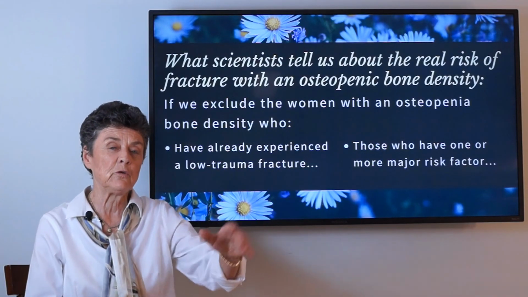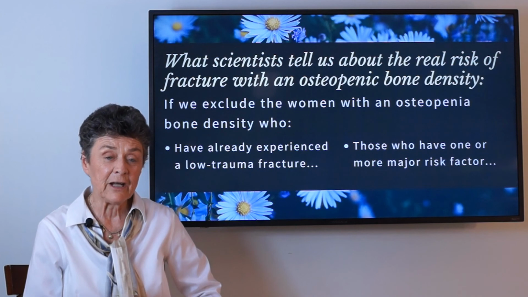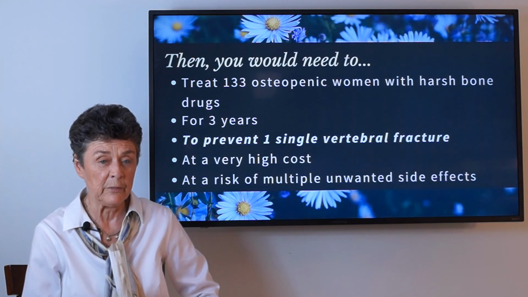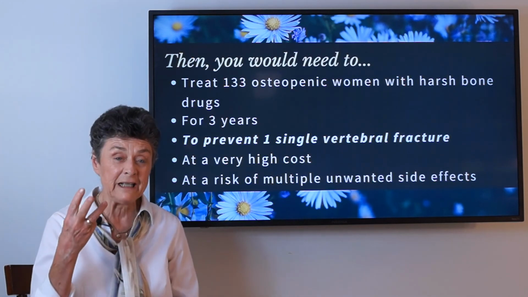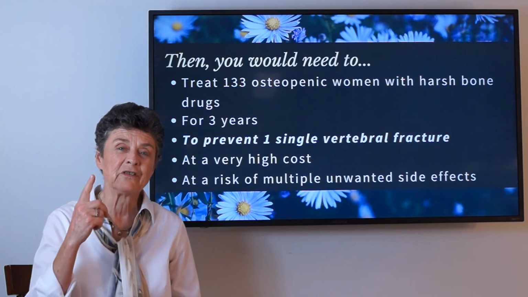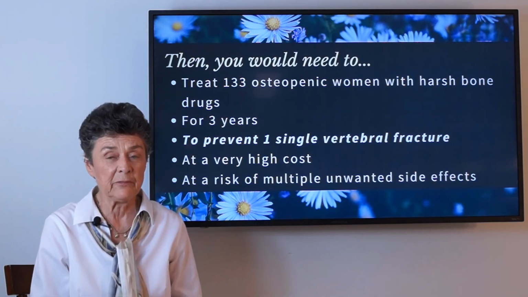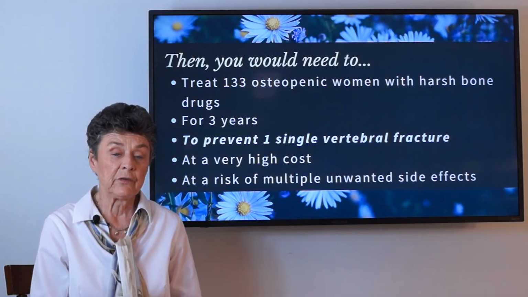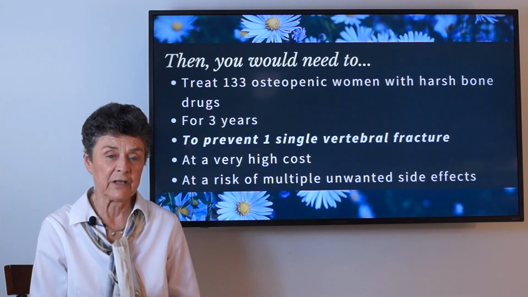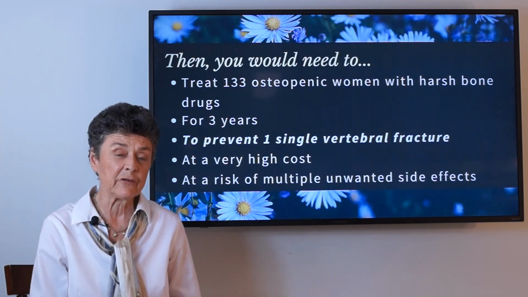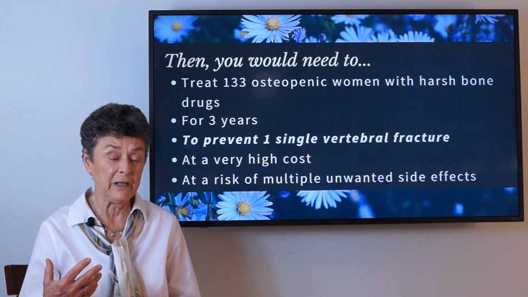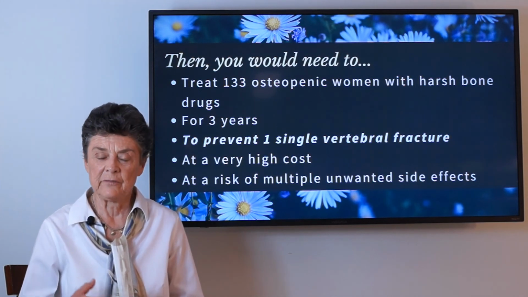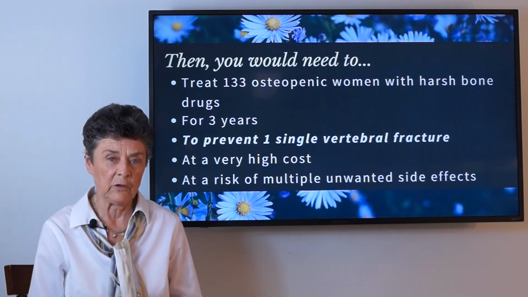If you exclude these two high-risk groups, then what they found out is that you would have to treat 133 of these osteopenic women with harsh bone drugs for 3 years in order to prevent one single vertebral fracture. And vertebral fractures are much easier to prevent than hip fractures. It would be at a very high cost and a risk of multiple unwanted side effects. And these Spanish researchers actually called all this talk about osteopenia really disease mongering, that we have made up a disease and that the use of drugs for this made up disease is not at all appropriate or not at all effective.